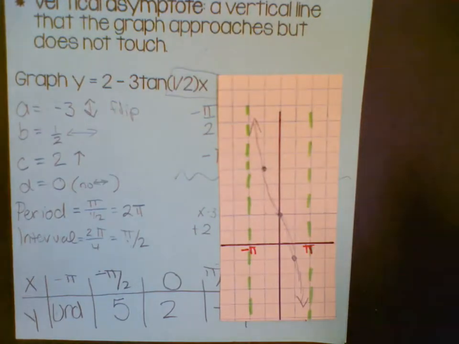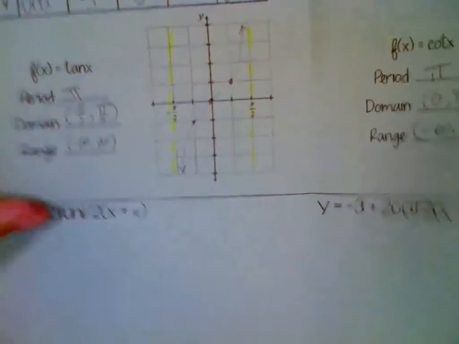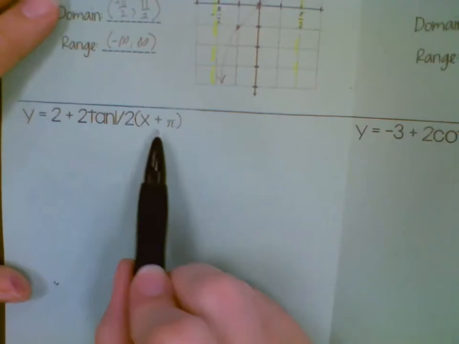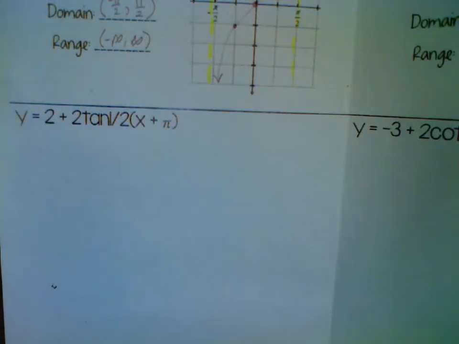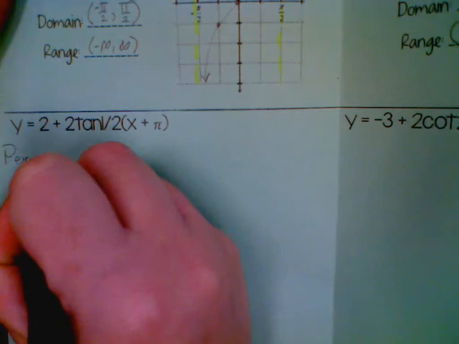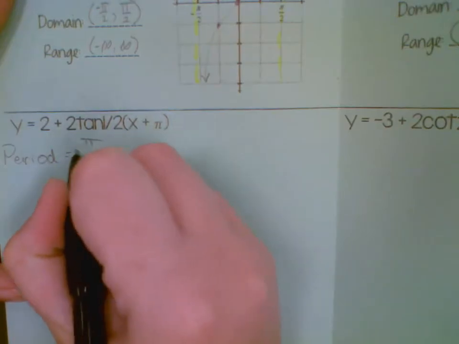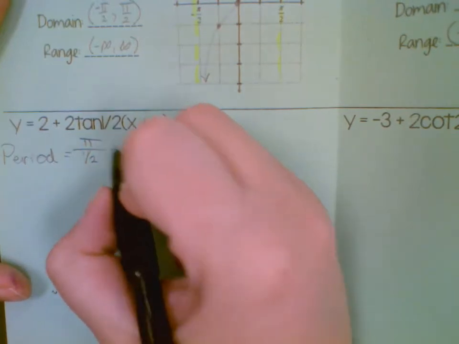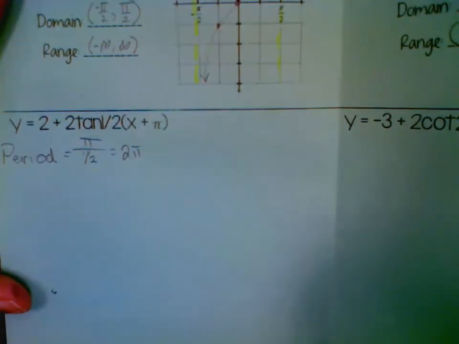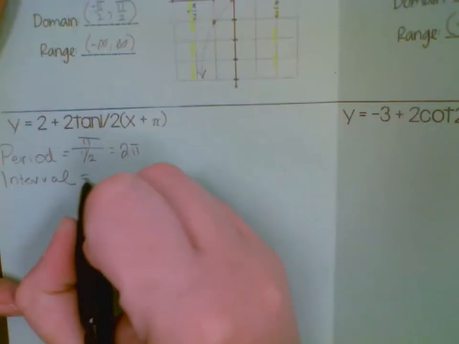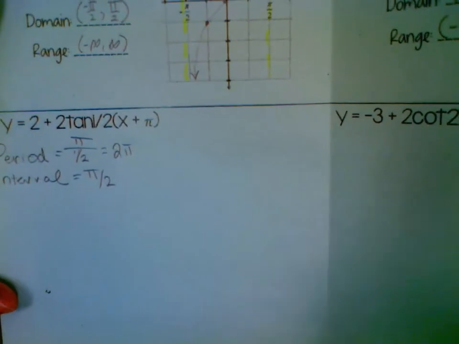Okay, so let's take a look at our next graph. So we got another tangent. This time we do have a shift, so we'll be able to see what happens when we have that. So we're going to start out by finding our period. So our period equals pi over b. So we have another one that is 2 pi again. And then our interval, again, will be pi over 2, just like the last one.